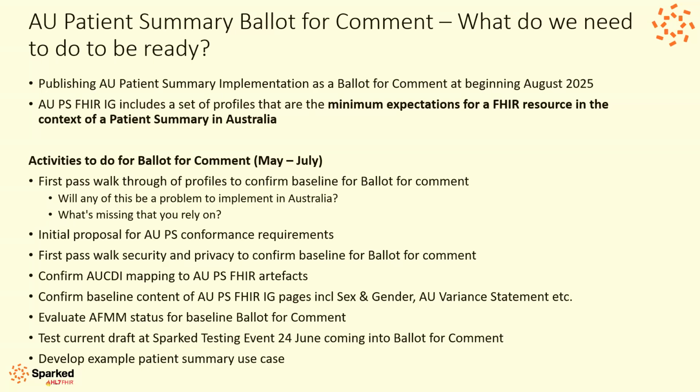So we need to review what's missing. Is there something in Australia we should be proposing so that we have that in the ballot for comment? Is there anything that we're inheriting either from core or from IPS that's actually a problem?